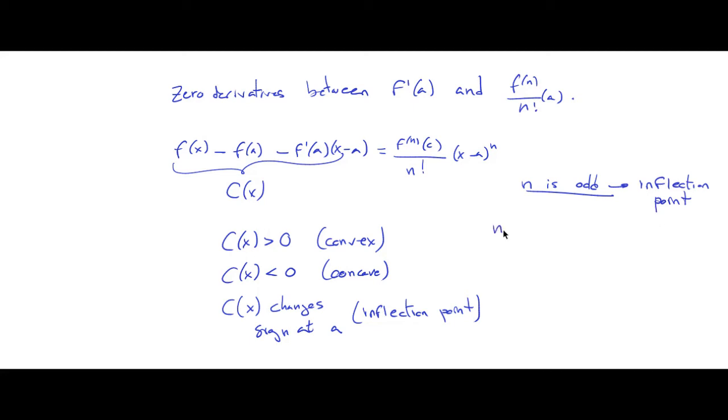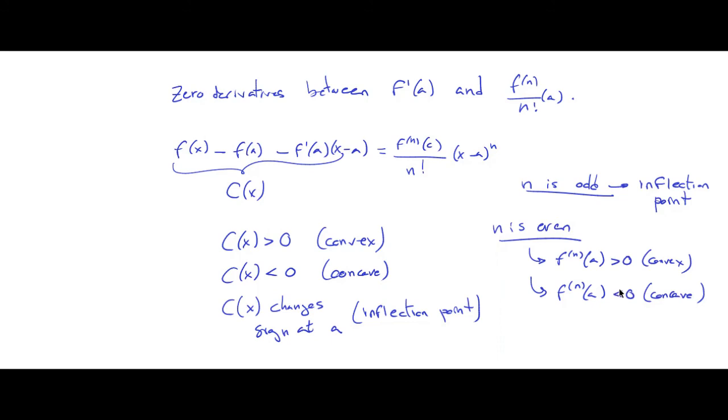Now if n is even, we know that x minus a to the n is positive. So now the difference depends on the sign of the derivative. If the nth derivative at a is greater than 0, then the function is convex at a. If the nth derivative is smaller than 0, then it's concave. And that's it.